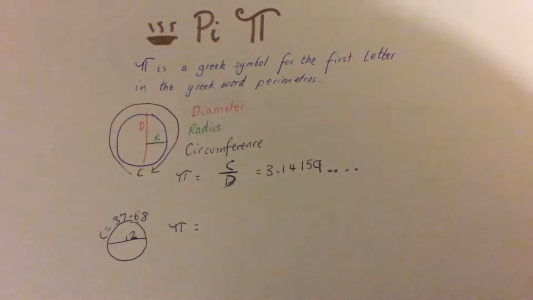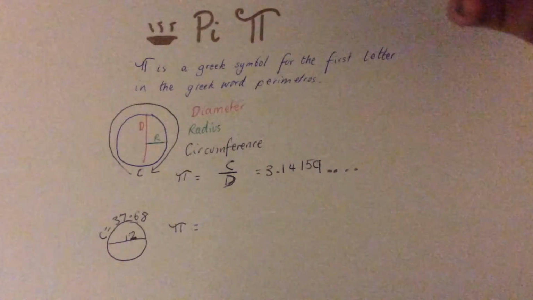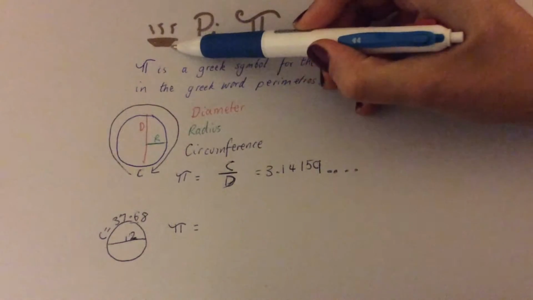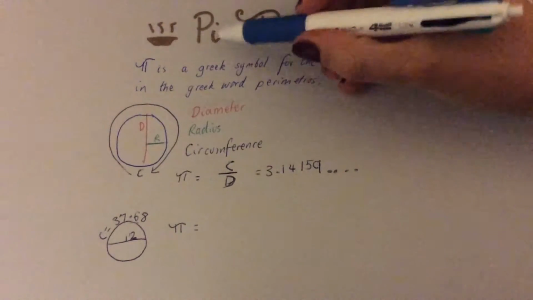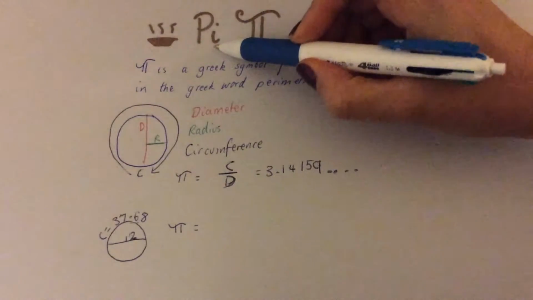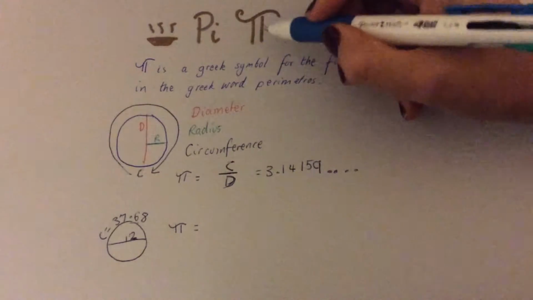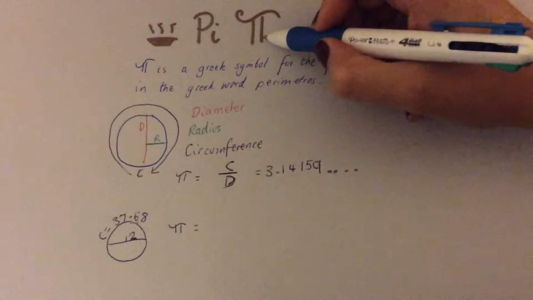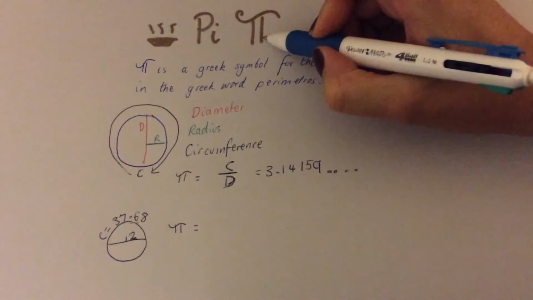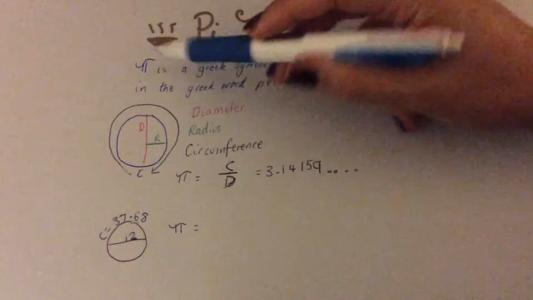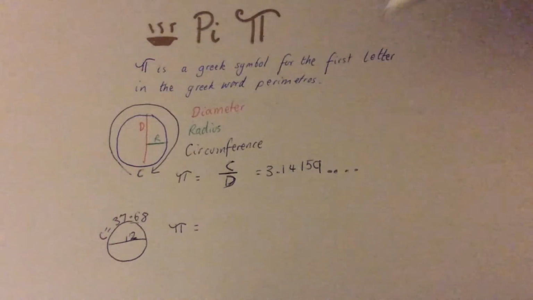In this math video, we're going to be learning about pi. And this is meant to be a picture of a pie, by the way. Pi is spelled just like a P and an I together, or it can also be represented like this. And this symbol is actually the Greek symbol for the first letter of the Greek word perimeter.